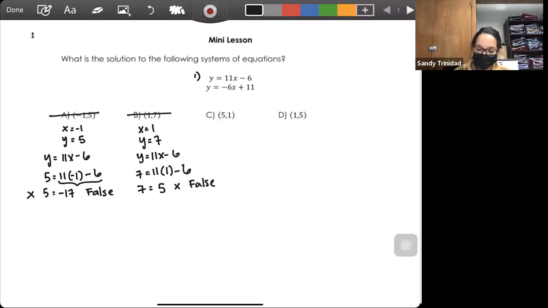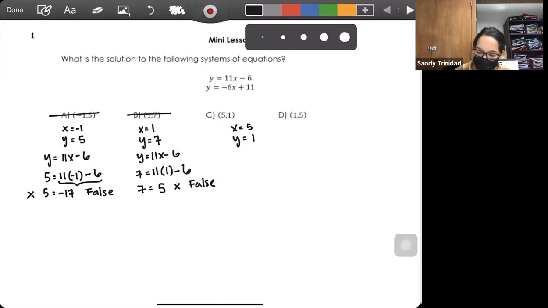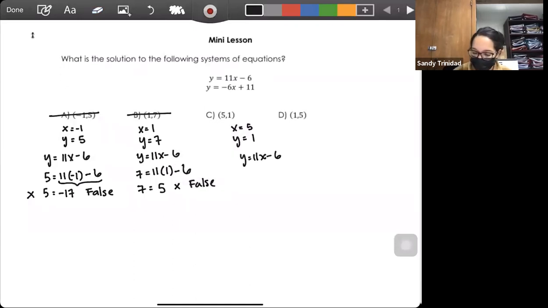Okay, so now let's check the third point. On the third point, I have 5, 1. So x is 5 and y is 1. Okay, and again, I'm going to start checking. I have y equals 11x minus 6. So I have 1 equals 11 times 5 minus 6. And 55 minus 6 is definitely not going to give me 1, right? So this doesn't work either. This is false, so it cannot be that point either.